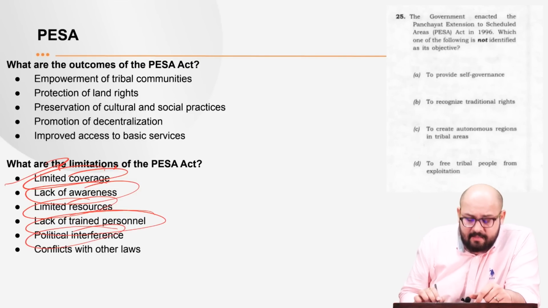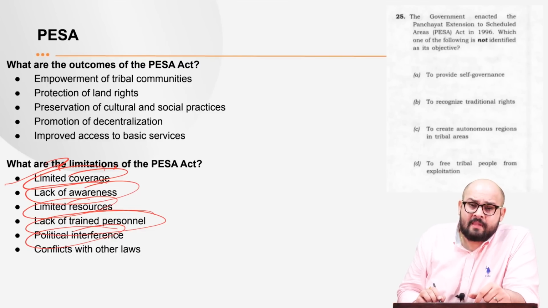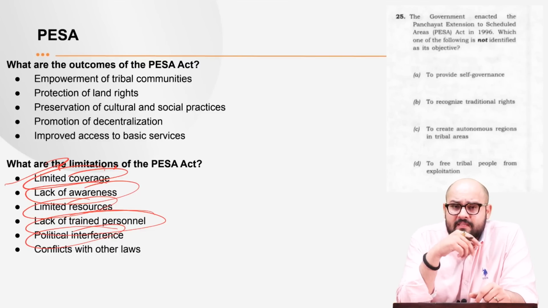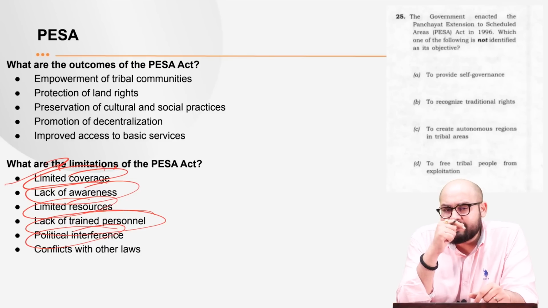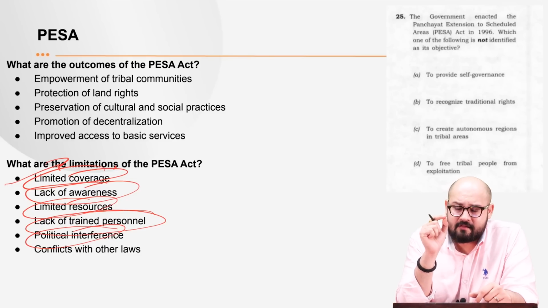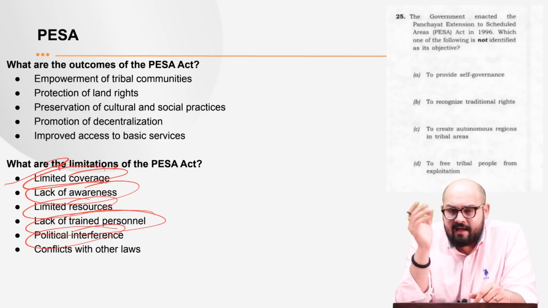So next is the political interference. What we have seen is that especially when it comes to the regional politics at the state level, we have got the political interference in the functioning of these Gram Sabha, and that has led to a bad nexus between the political leadership and these exploitative middlemen, right?